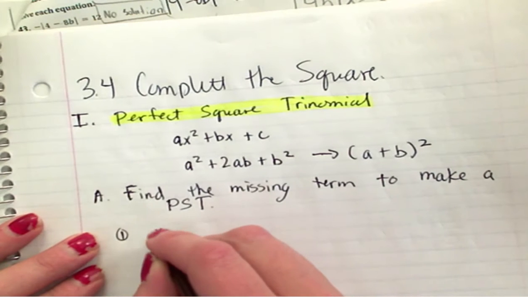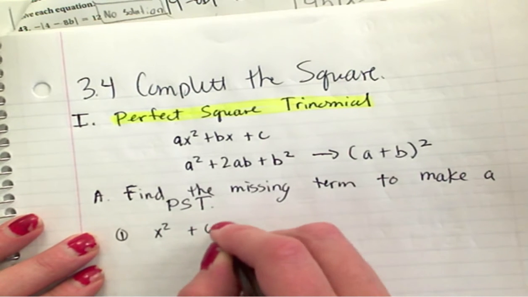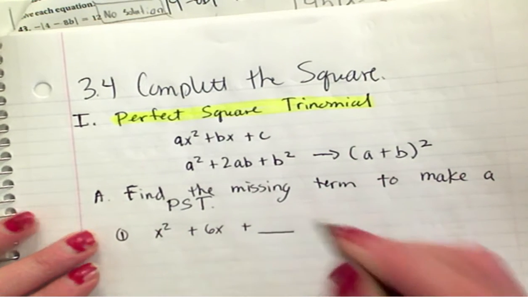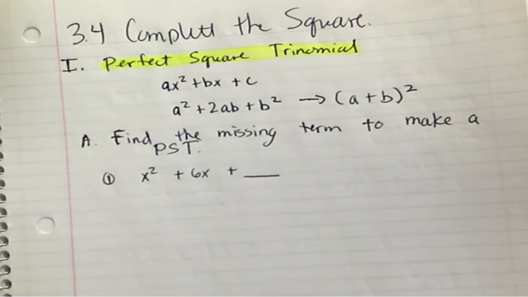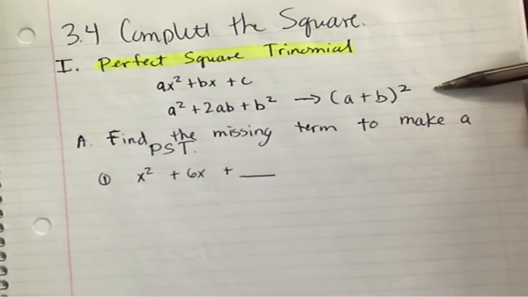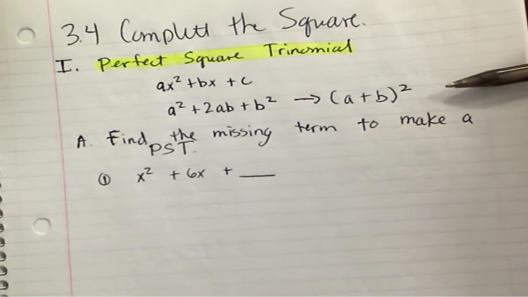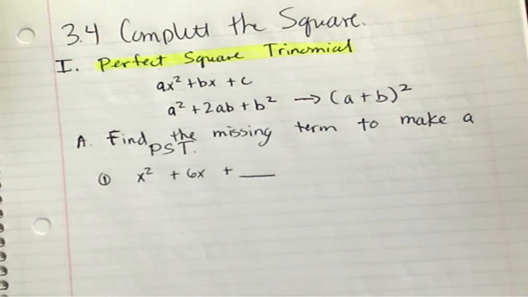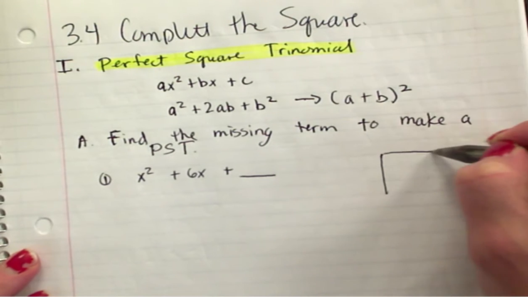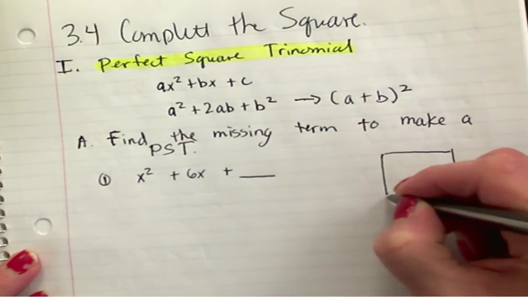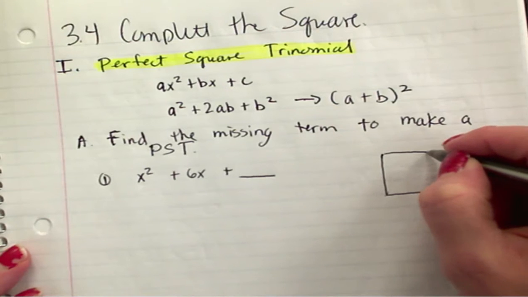First one. Okay, so find the blank so that this will be a perfect square trinomial, which means that I get the same factor twice. That's what a perfect square trinomial is. Same factor twice. And so I'm going to do a visual over here.